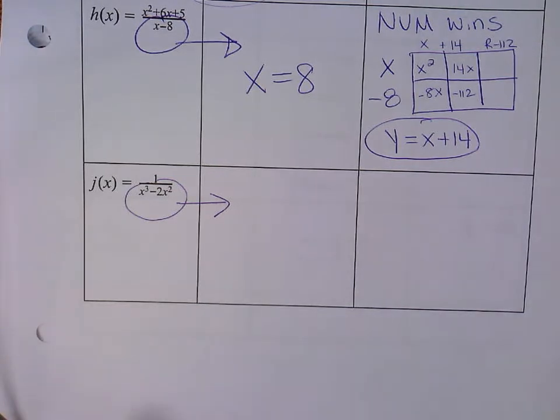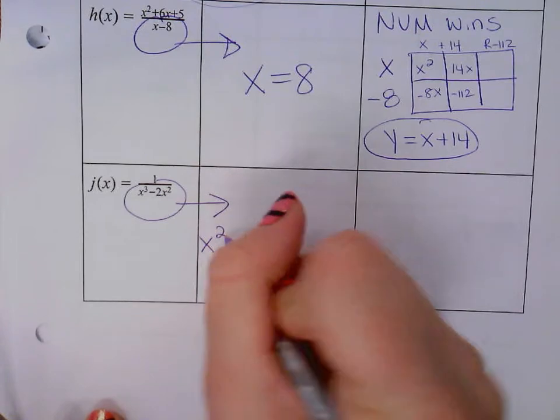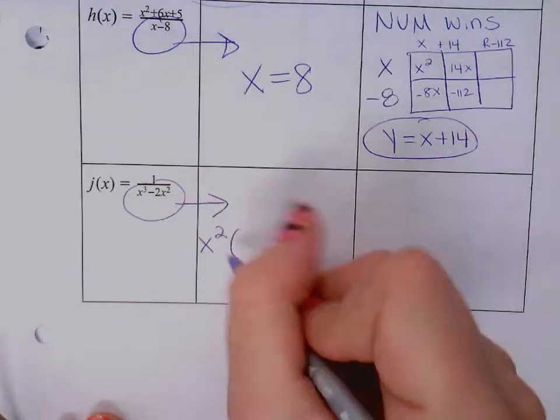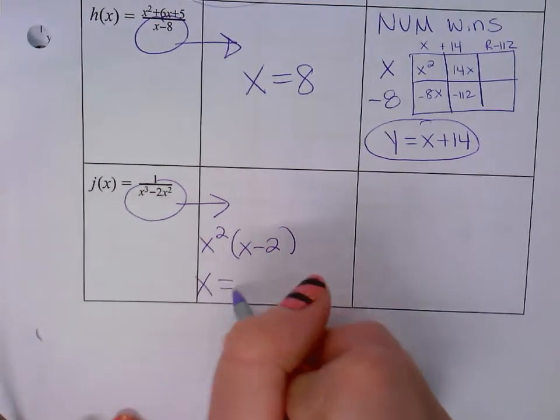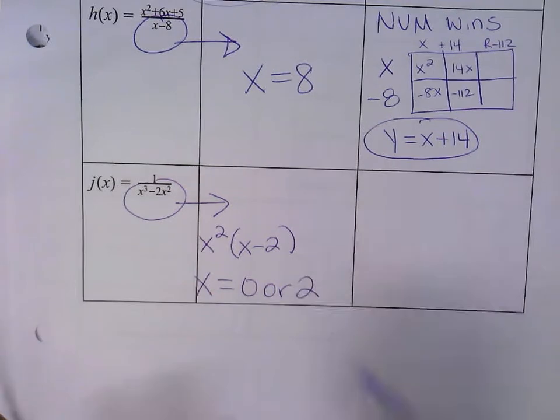So you should have factored out an x squared, right? So x squared times x minus 2. What values will make the denominator 0? When x is 0 or 2. So I have 2 vertical asymptotes that will make the denominator be 0. So then there's a 3-part rule.